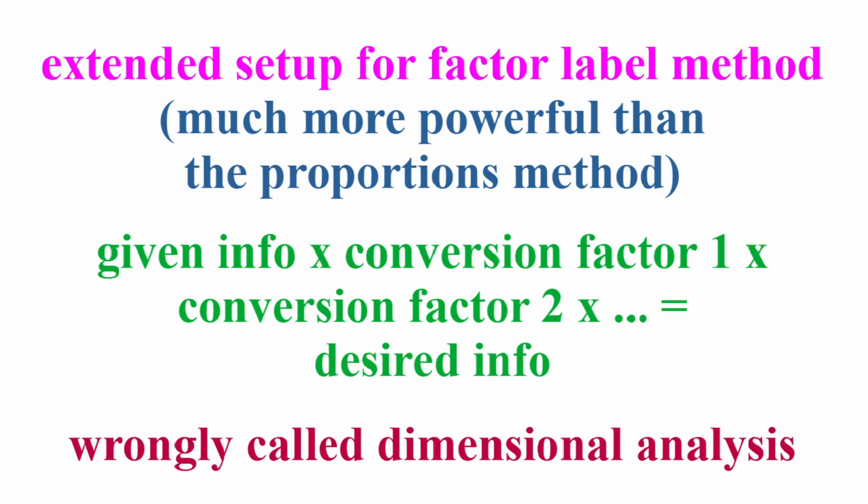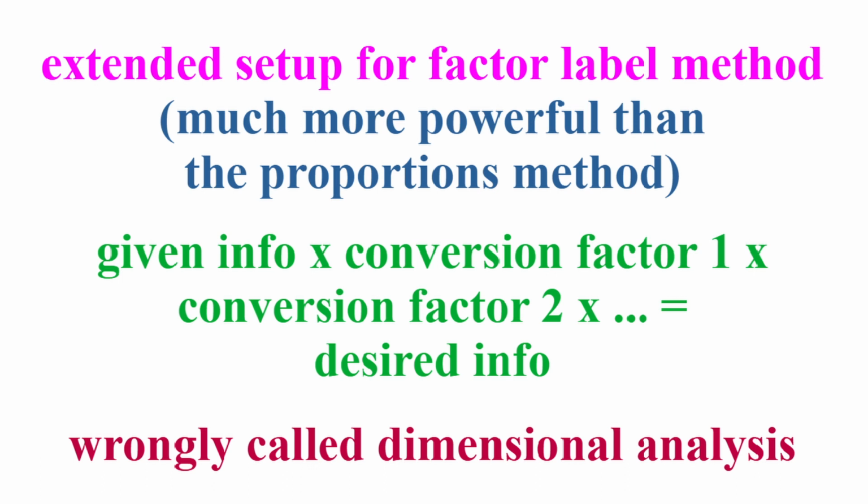The power of the factor label method is that one can have a series of any number of conversion factors in order to keep cancelling the units. In contrast, imagine the tediousness of using the proportions method at every consecutive stage of converting units. The factor label method setup is simply given info times conversion factor 1 times conversion factor 2, etc.